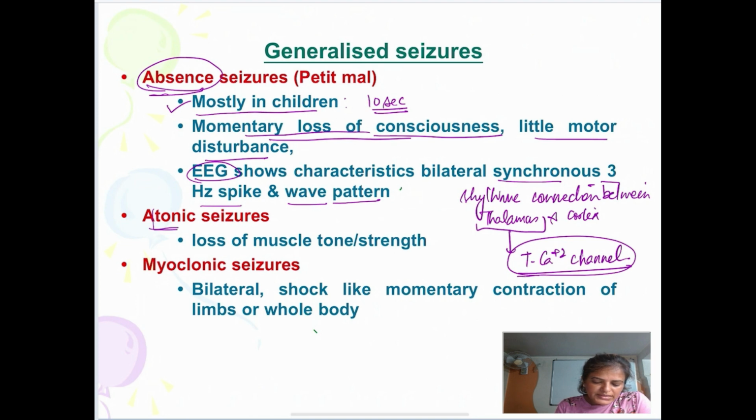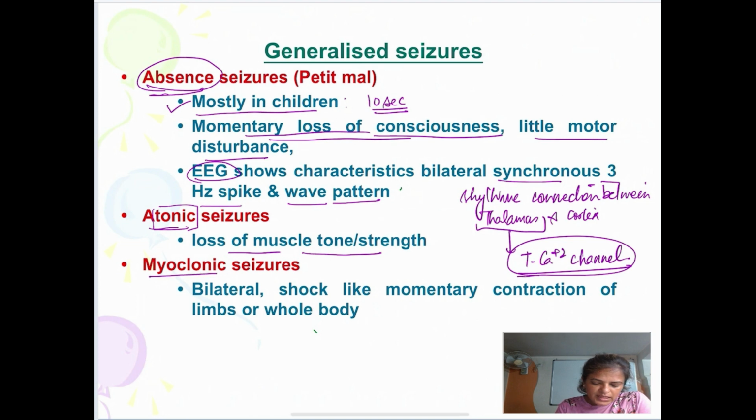Another one is atonic. Atonic means there will be no tone, so loss of tone. The person will fall if the person is standing, and if the person is sitting, then the head and torso will droop off in front or back.